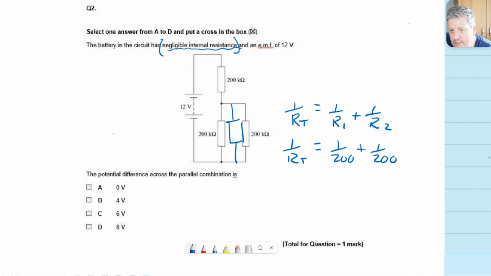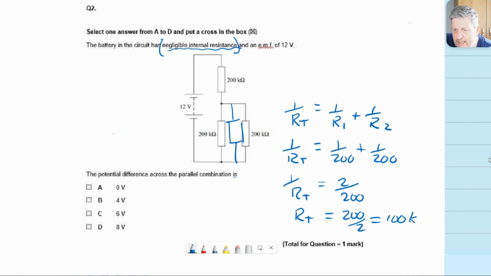Make sure you write 1 over RT there because it's easy to just write RT and forget that you then got to invert it. So 1 over RT equals 2 over 200, and so R total equals 200 over 2, which is 100 kilo ohms. Right, so we've got 100. We can replace these two 200k resistors with a single 100k ohm resistor. That's the effective resistance of those two 200k ohm resistors in parallel.